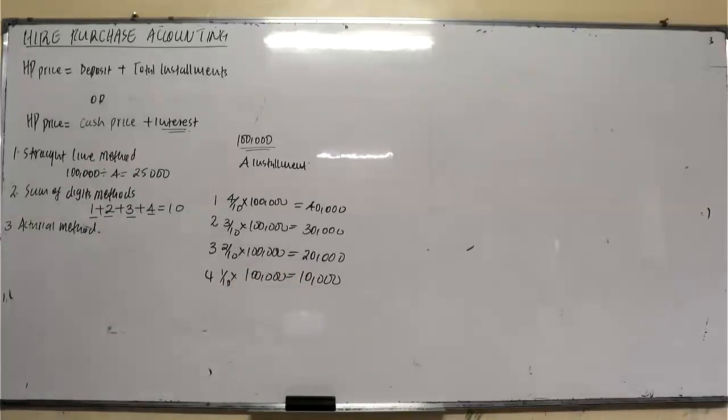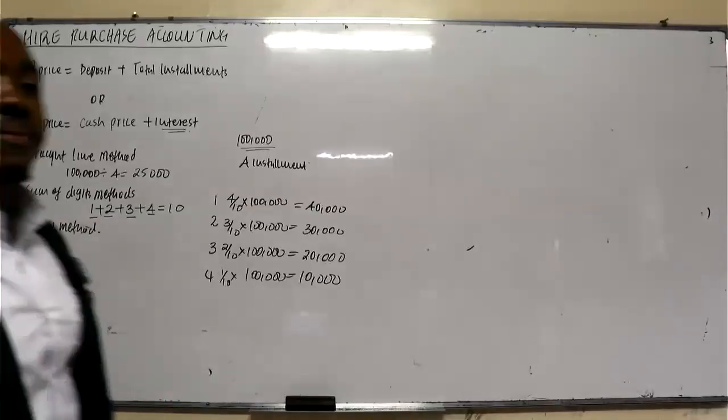And then number three is the actuarial method. Actuarial method is all about determining the present value. It's all about discounting the cash flow. Good. So now let's look at methods of accounting.